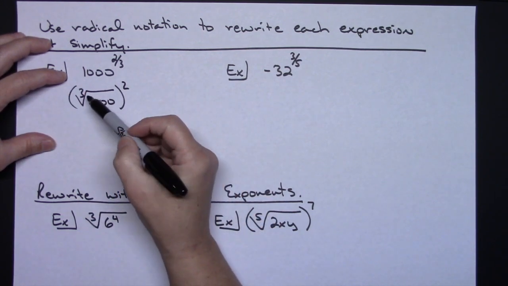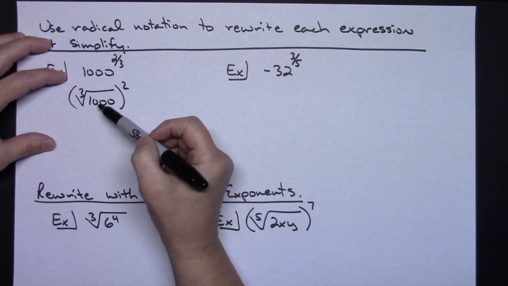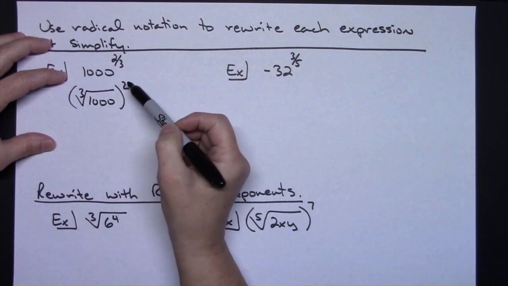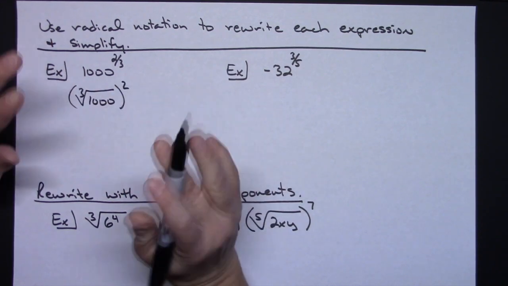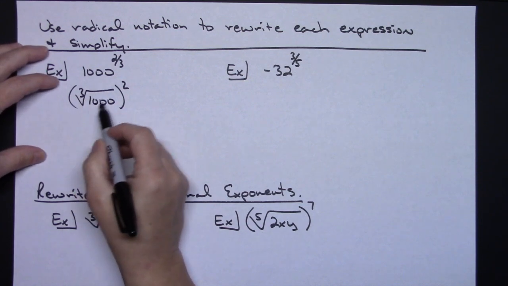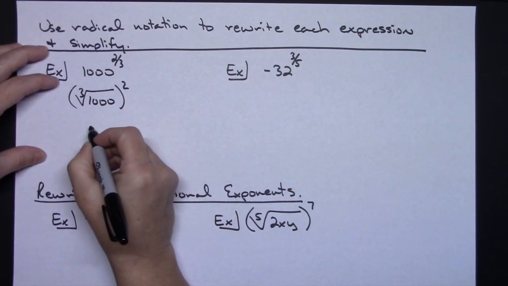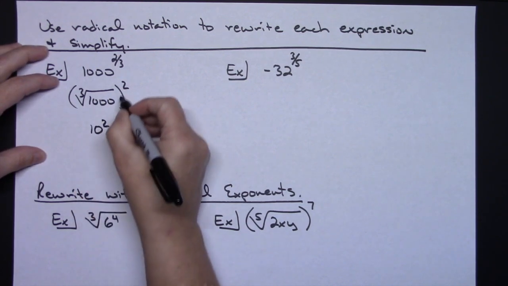And this is very definitely going to be easier to do it this way than if I tried to take 1,000 and then square it and then take the cube root. I'd have a really big number. Don't want to do that. The cube root of 1,000 is 10, and I still have to square it.